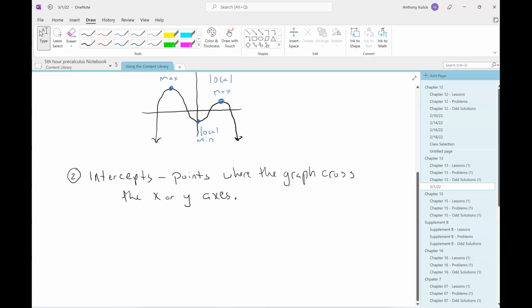It's got to be a finite number. It can't cross infinitely many times. But as big of a number as you want to pick, we can build a polynomial that crosses the x-axis that many times. Is everybody okay with that? Okay.